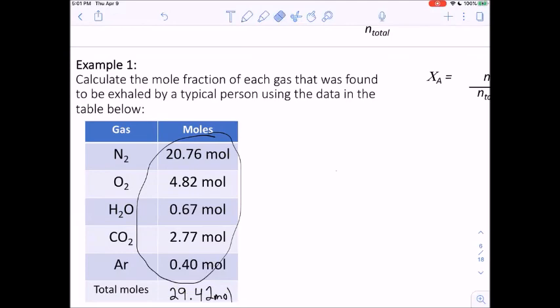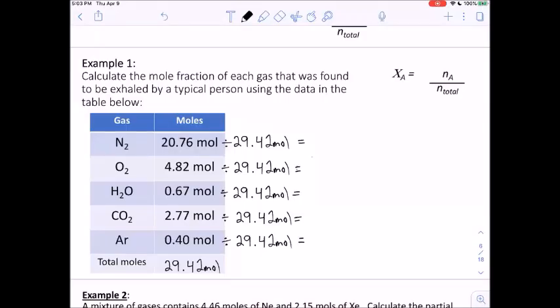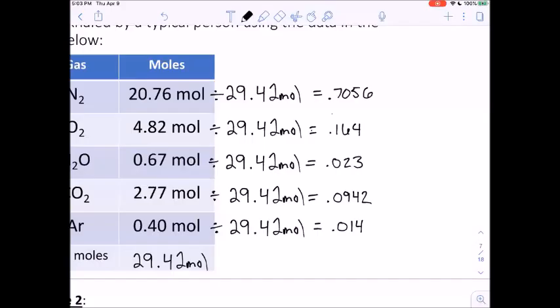So we're going to go ahead and divide everything by that value that I just copied. So when we divide each of these by the total of 29.42, just plug them into your calculator, and the answers you're going to get are as follows. Now you'll notice that none of your answers here actually have a unit, and that's because this is a unitless quantity. We're just trying to figure out basically a percentage, but we're writing it as a decimal to see what percentage of this container is made up of each of these individual gases. So the mole fractions are right there for you.